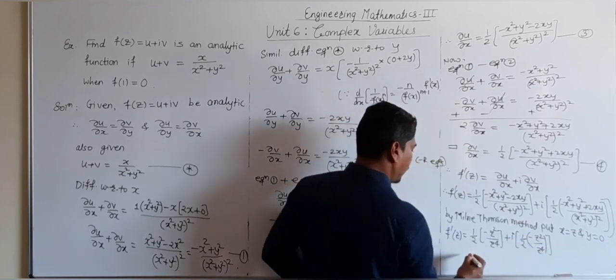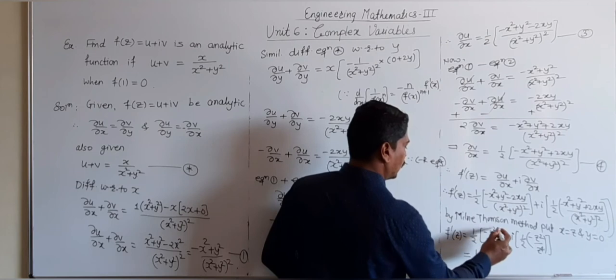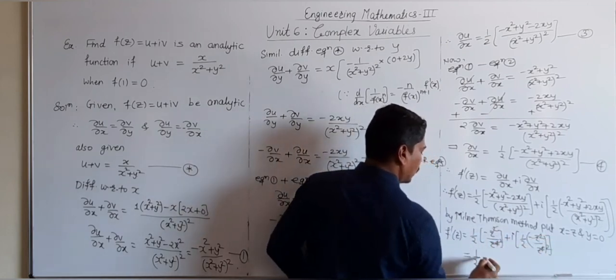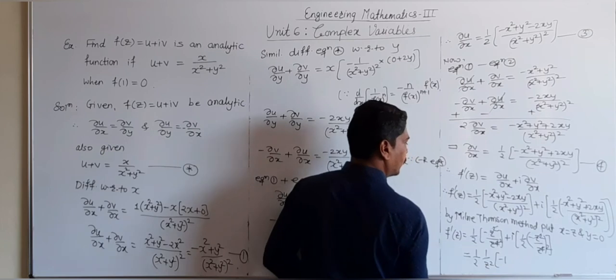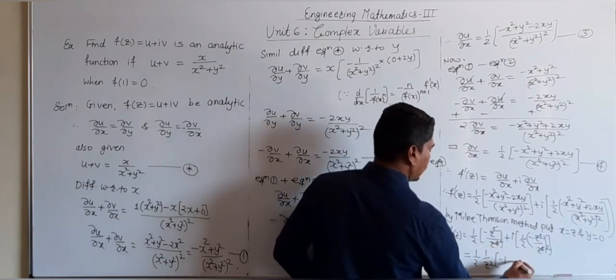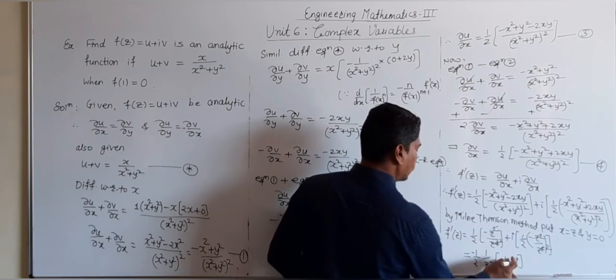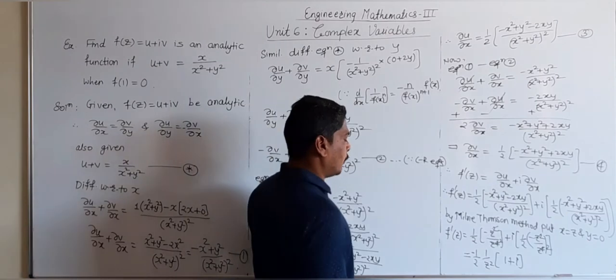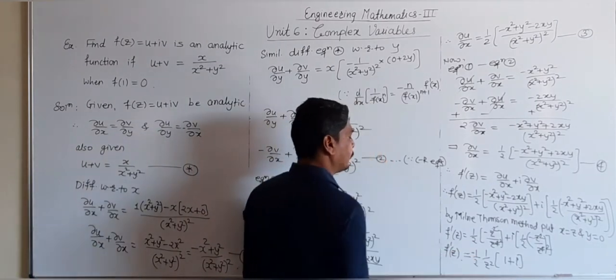So in that way we get 1/2, z² will get cancelled. Take 1/z² common and the remaining term is -1, and this minus i. So I will take the minus sign also common. So (1 + i) is remaining in the bracket. And now this is our f'(z).